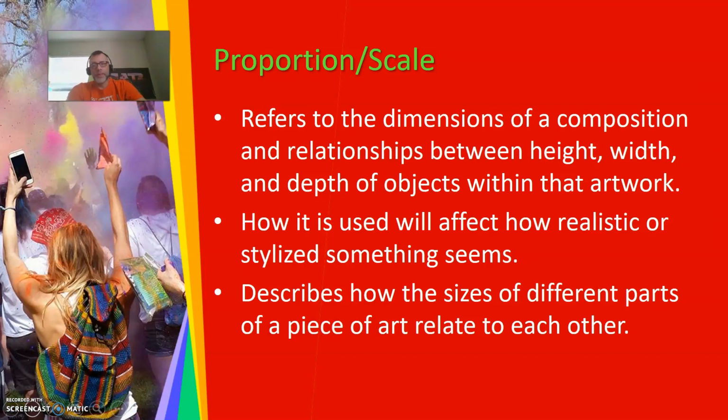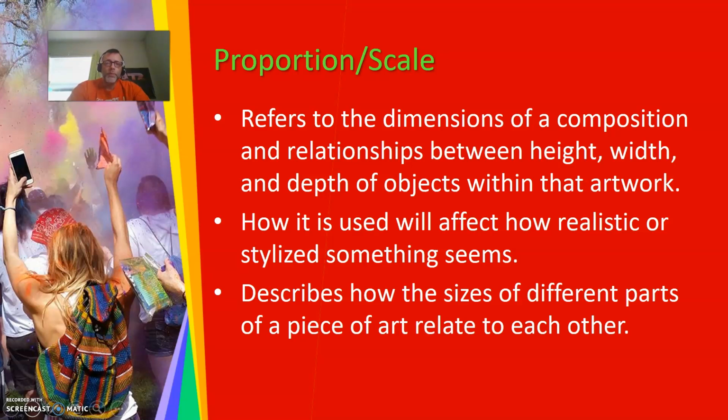Then we have proportion and scale. This refers to the dimensions of a composition and relationships between height, width, and depth of objects within that artwork. How it is used will affect how realistic or stylized something seems, and we'll see examples of this in a second. This describes how the sizes of different parts of a piece of art relate to each other.